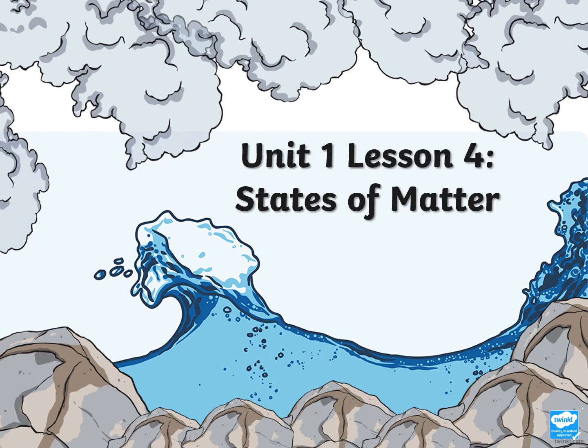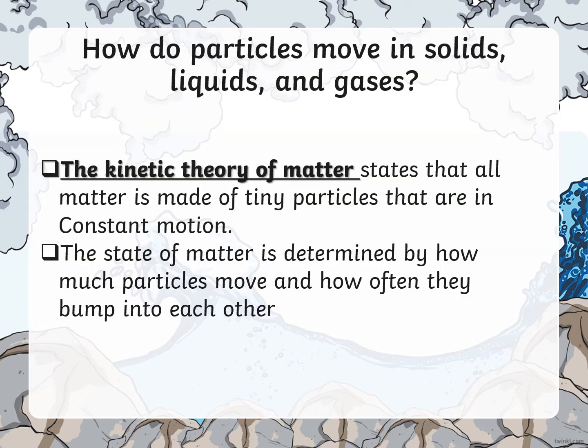Our lesson today is talking about the states of matter. The states of matter: solid, liquid, and gas. So let's start. Let's talk about the theory that works within the solid, liquid, and gas, called the kinetic theory of matter. It states that all matter is made of tiny particles that are in constant motion. The state of matter is determined by how much the particles move and how often they bump into each other. So we know that it's a solid, liquid, or gas by the kinetic theory of matter, that the tiny particles are in constant motion.